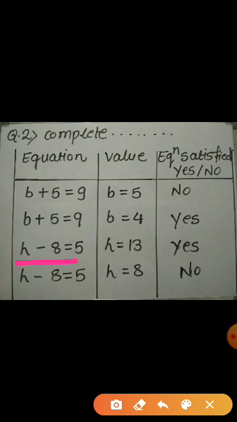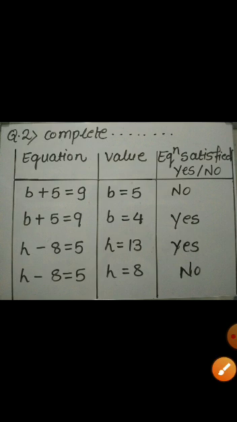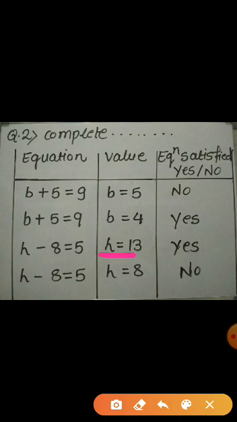Similarly, the next equation is h minus 8 is equal to 5 and the value of h given is 13. Now children, if we substitute the value of h is equal to 13 in the given equation, what will we get? 13 minus 8, 5. Right? It means h is equal to 13 satisfies the equation. So here we should write yes in the third column. Apart from 13, no value will satisfy the equation. So if you substitute h is equal to 8 in the same equation, the value will not satisfy the equation. So you can see here I have written no.